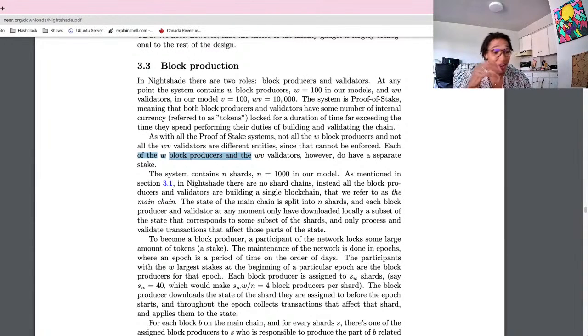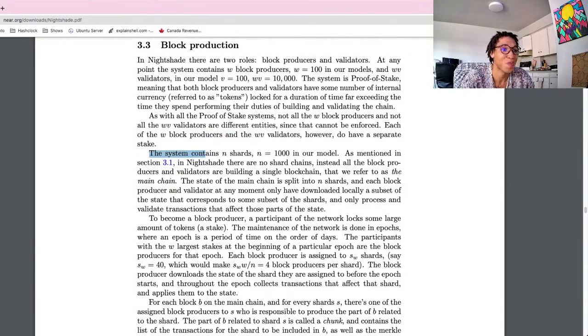Interesting. See, this is very, very different than what you have in Ethereum. Let me keep going because I think they're going to explain themselves in a second. The system contains n shards. So n equals 1,000 in their model. So you have 1,000 shards.